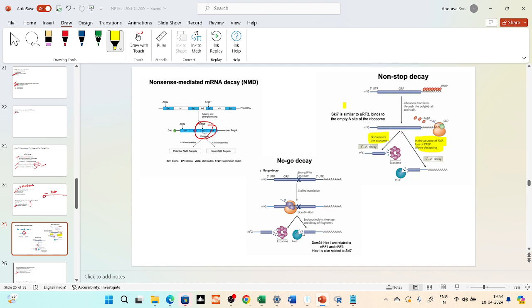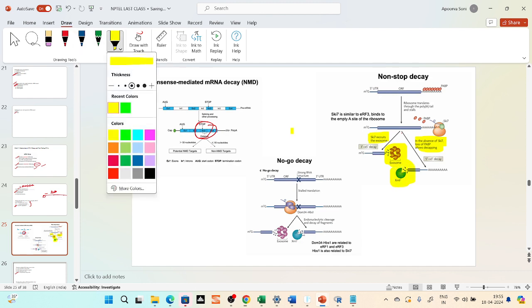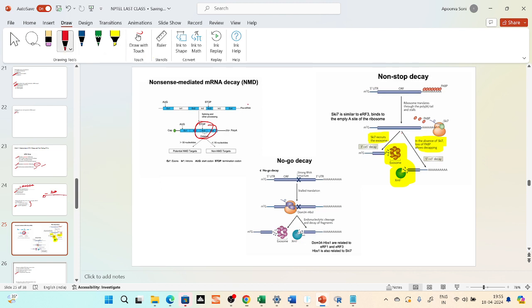But in both cases, what is important is the activity of exosomes. Always remember that exosomes will start the decay from the 3' end, and XRN1 will start the decay from the 5' end. So this exosome is at the 3' end and XRN1 is at the 5' end.